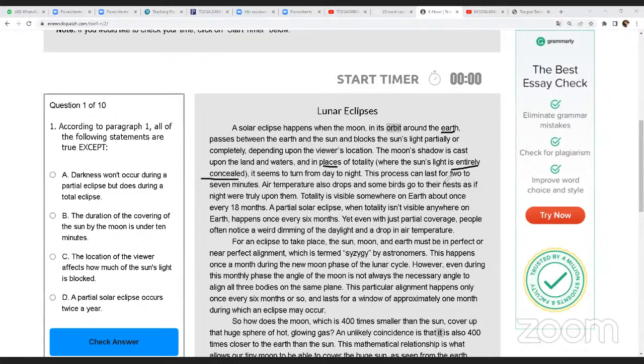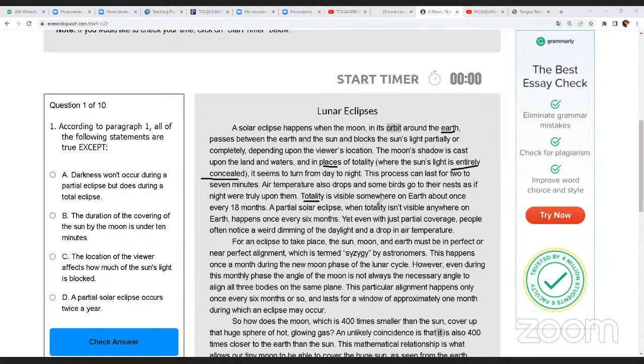This process can last for two to seven minutes. Air temperature also drops and some birds go to their nests as if night were truly upon them. Totality is visible.